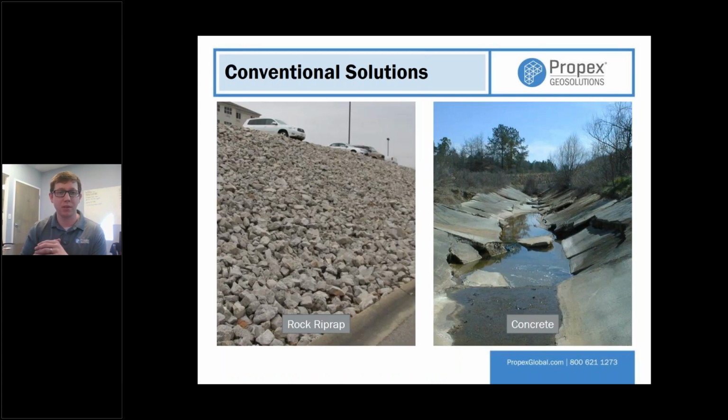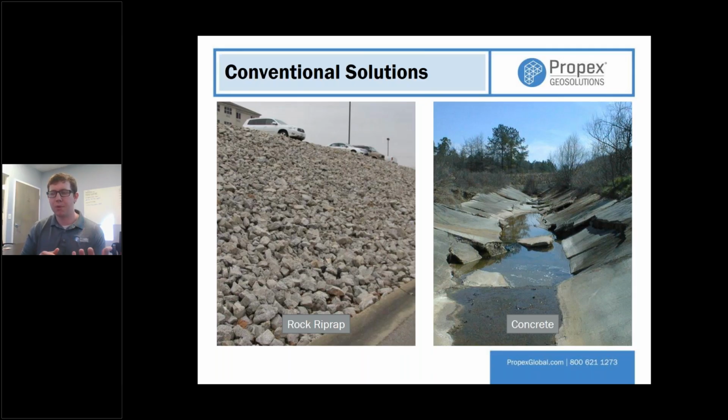Some conventional solutions to erosion are hard armoring, rock riprap, concrete lining. There are lots of different solutions that are commonly used. Honestly, rock riprap is the number one thing that we see out there. And concrete and rock riprap both have their places and their uses. Our goal is to try to find a way to optimize that.